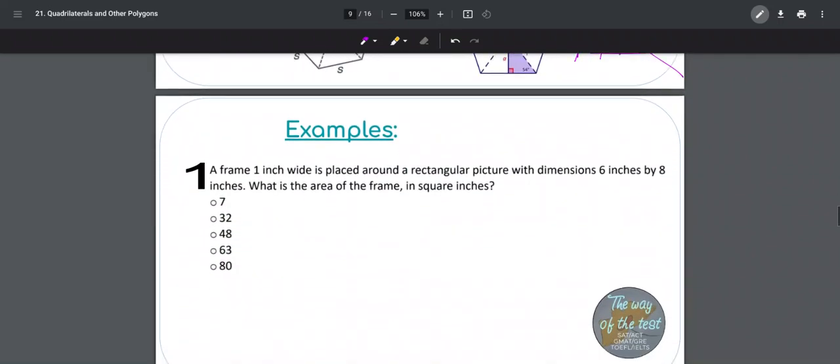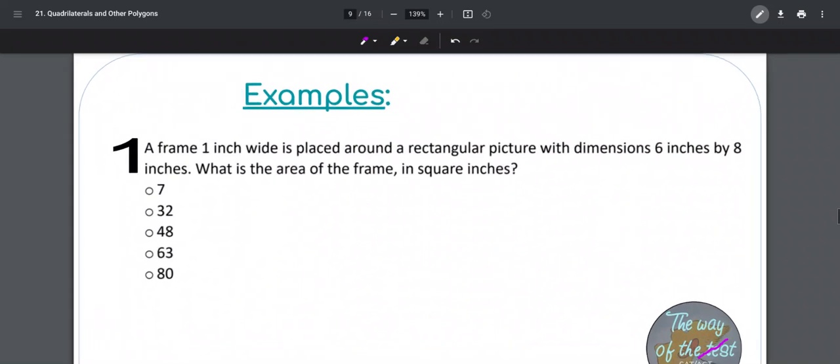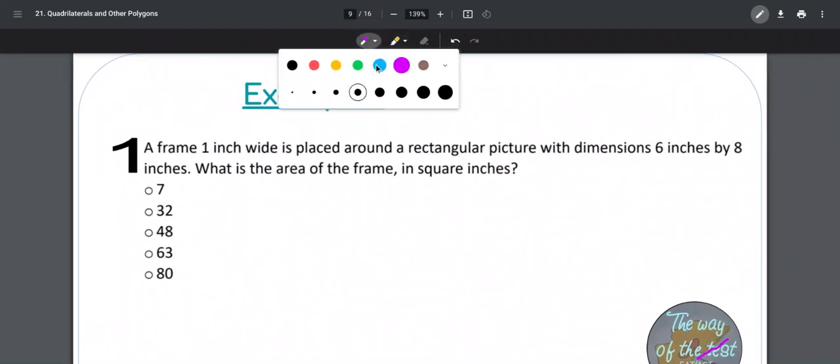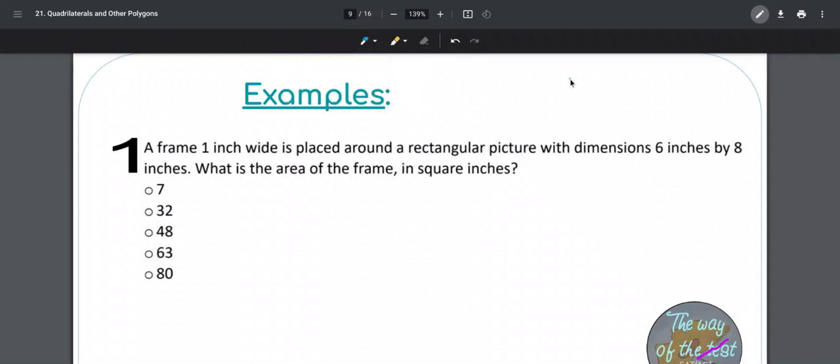I want you to pause the video, solve this question, write down the solution, write down your answer, and we are going to check. So here they say, a frame 1 inch wide is placed around a rectangular picture with dimensions 6 inches by 8 inches.